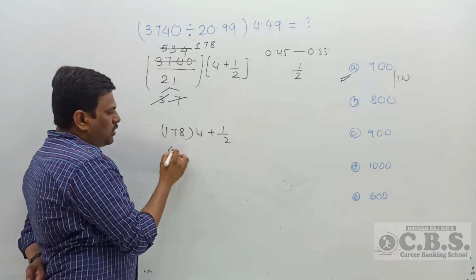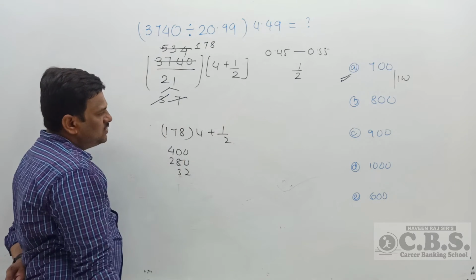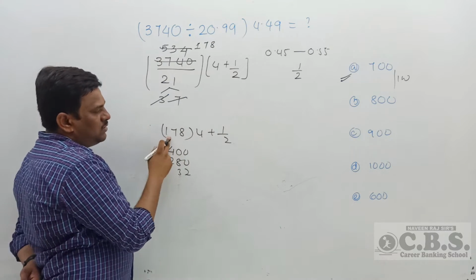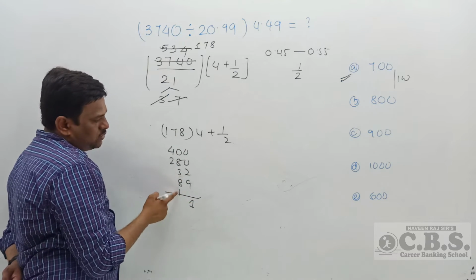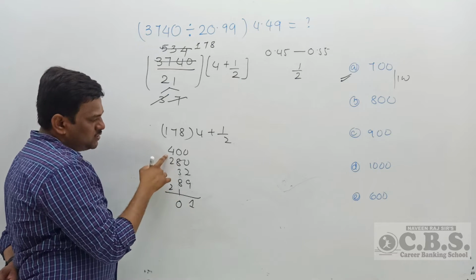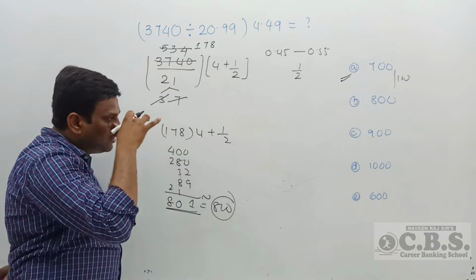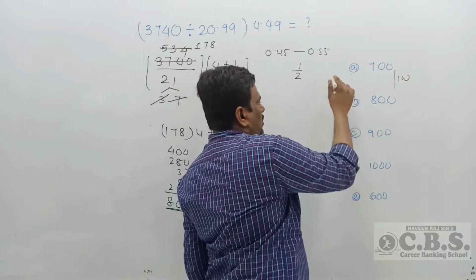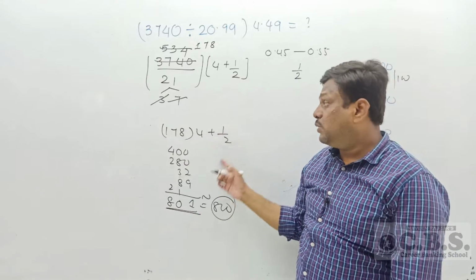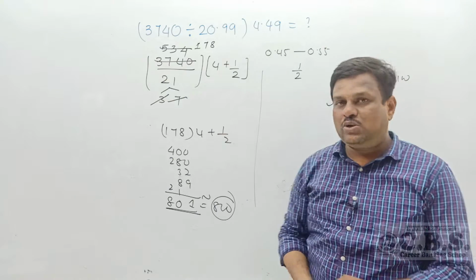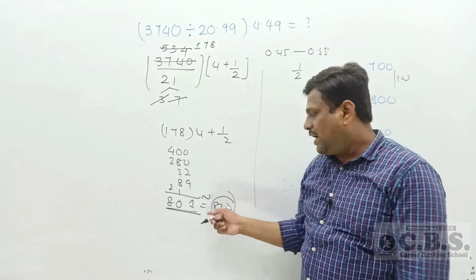Simple calculation: 4 into 100 is 400, 7 fours are 280, and 8 fours are 32, and half of this number. So 178 half is 89. I do addition: 9, 12, 12, 20, 4 plus 2 is 6, 6 plus 2 is 8, 801. 801 is near to 800. So which option is the right answer? Option B is the right answer, this is the wrong answer. If you do very accurate approximate exact value, you get the same answer as on a calculator, 798 point something or 800 point something. So 800 is the right answer.